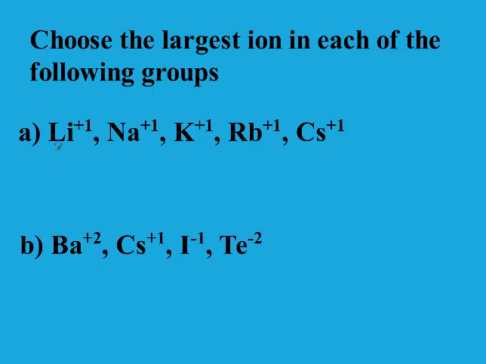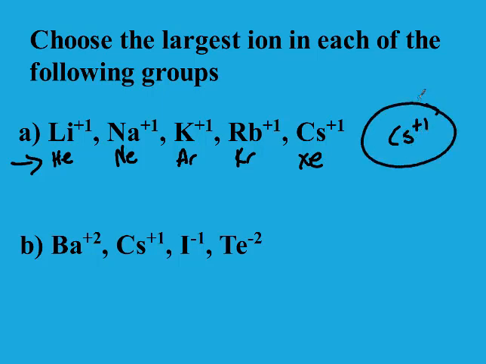So for A, lithium ion has the same number of electrons as helium, sodium as neon, potassium as argon, rubidium as krypton, and cesium as xenon. These are not isoelectronic, so then I just look at this set, and xenon is the largest. So cesium plus 1 must be the largest of that set.